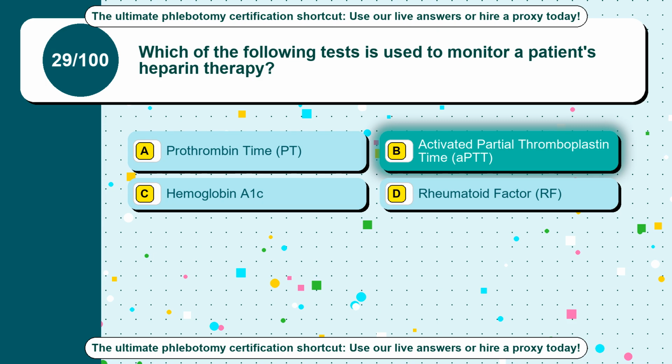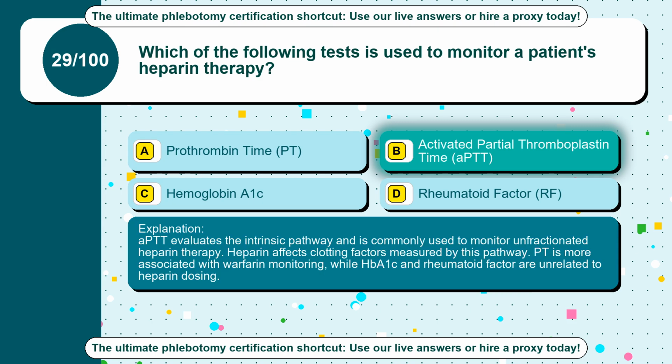Activated partial thromboplastin time, APTT. APTT evaluates the intrinsic pathway and is commonly used to monitor unfractionated heparin therapy. Heparin affects clotting factors measured by this pathway. PT is more associated with warfarin monitoring, while HbA1c and rheumatoid factor are unrelated to heparin dosing.